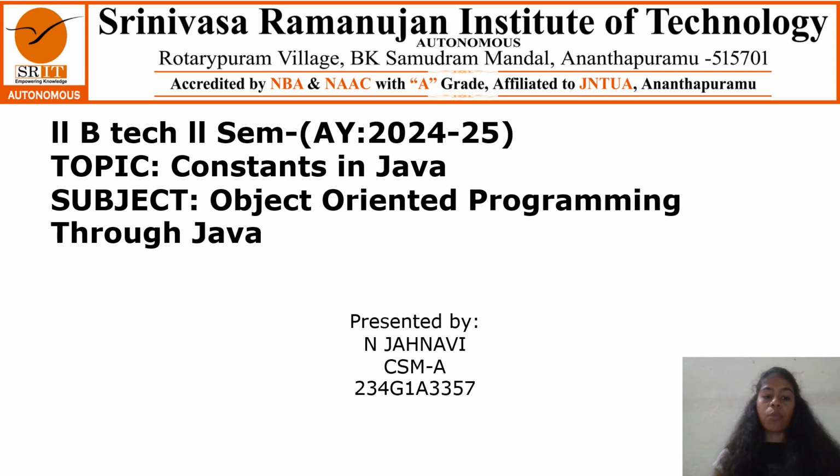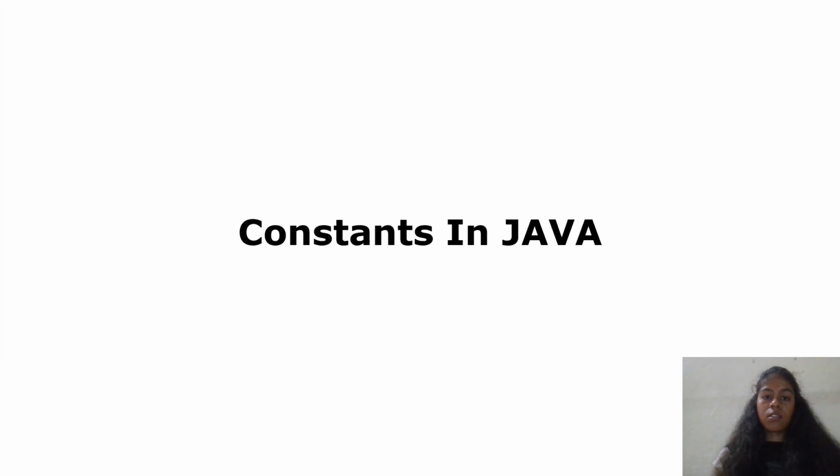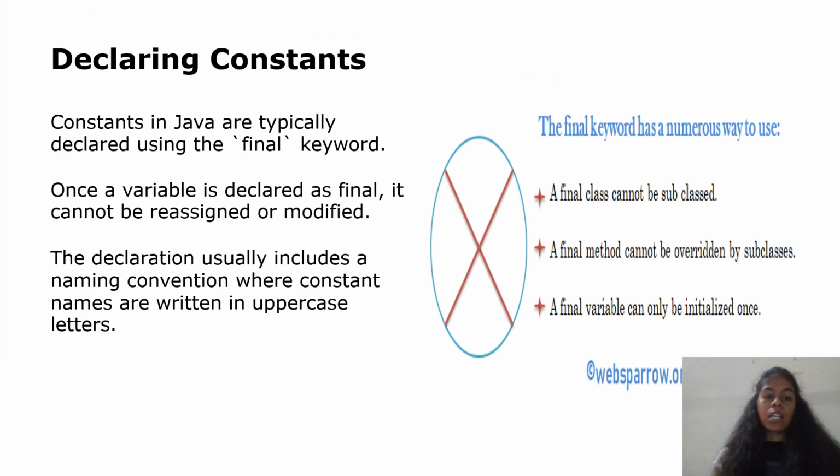The subject is object oriented programming through Java and the topic is constants in Java. Declaring constants. Constants in Java are typically declared using the final keyword. Once a variable is declared as final, it cannot be reassigned or modified. The declaration usually includes a naming convention where constant names are written in uppercase letters.